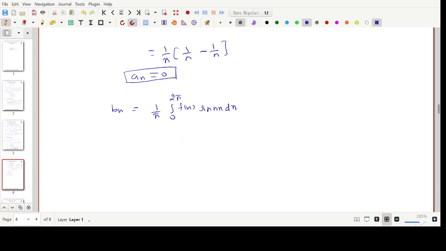So I'm substituting here 1 by pi. By the formula, just substitute the function value. So integral 0 to 2 pi, f of x, nothing but x sin nx into dx. So 1 by pi. Now I substitute directly using the Bernoulli formula. So it is u, it is the dv function. Just write out the u function value, sin nx integration value, minus cos nx divided by n.